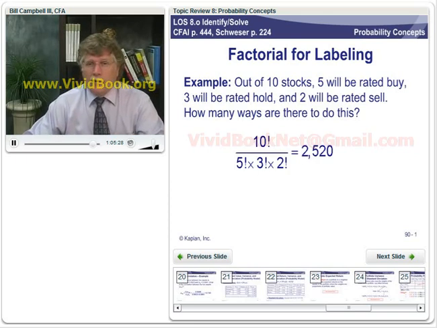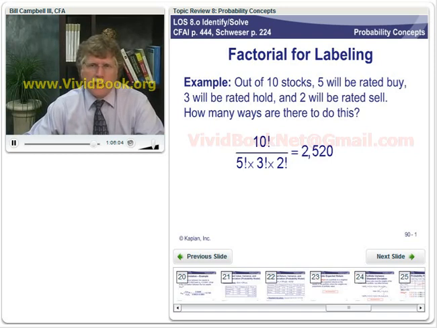Here you go. It's 10 factorial in the numerator. We have 10 stocks, so we take 10 factorial. That means 1 times 2 times 3 times 4 all the way up to 10. That's what that means. In the denominator, we have numbers for each of the different kinds of labels we have: 5 buys, 3 holds, 2 sells, and factorials for each of those. So this 5 factorial is 1 times 2 times 3 times 4 times 5. 3 factorial is 1 times 2 times 3, and so on. We do that calculation.